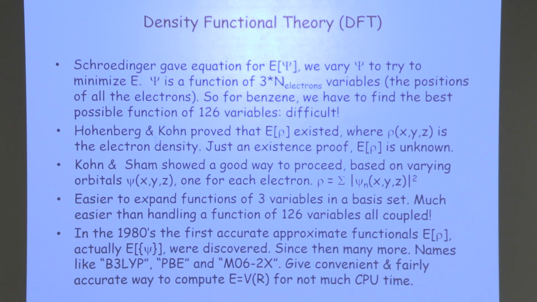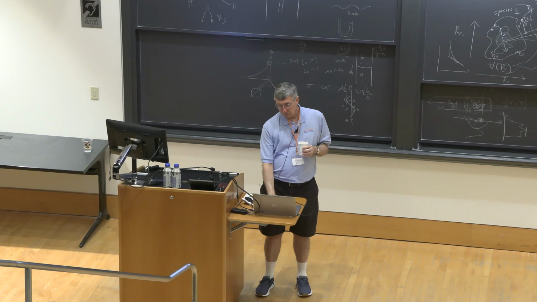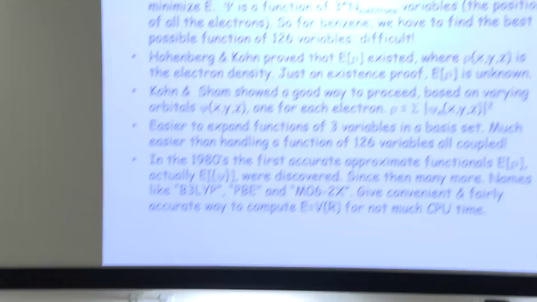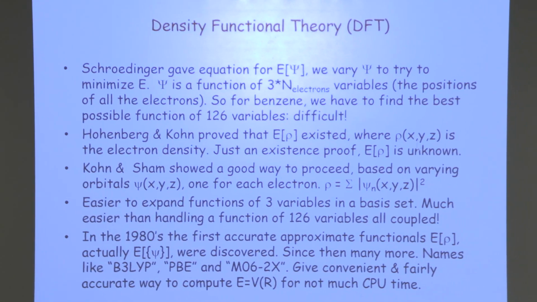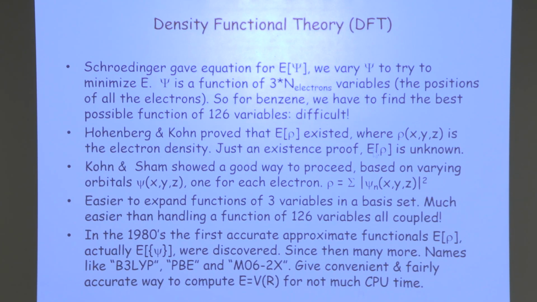So a guy named Kohn, who got the Nobel Prize, and I think his student Hohenberg, together made a proof that there is actually an energy functional of the electron density, where the electron density only is a function of x, y, z. It doesn't depend on the position of each electron separately. It's only the cumulative probability density of all the electrons. So this is way simpler, because this is a function of only 3 coordinates and this is a function of 126 coordinates. So this is very practical. You can actually find functions of 3 variables. It's not that hard to do.